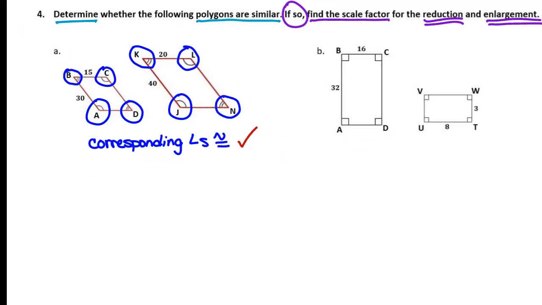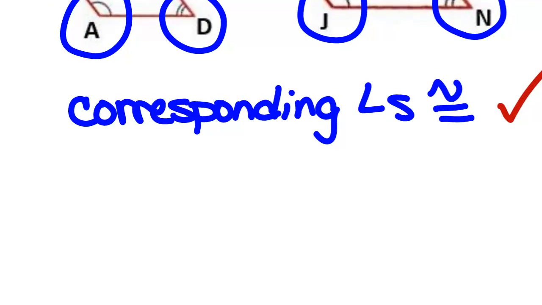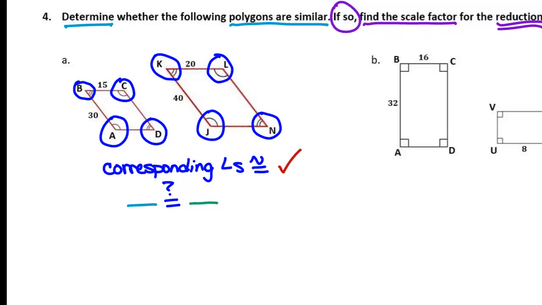What's the other criteria again? Corresponding sides have to be proportional. So when I say they have to be proportional, I'm going to have a fraction that's equal to some other fraction. I don't know right now whether or not those are equal to each other. We're going to have to do a little bit of work to figure out whether or not corresponding sides are proportional.